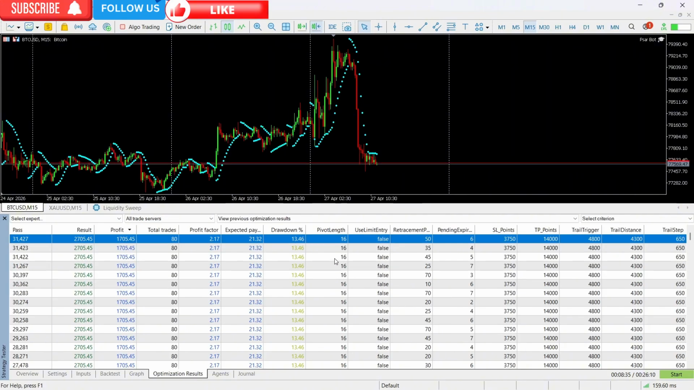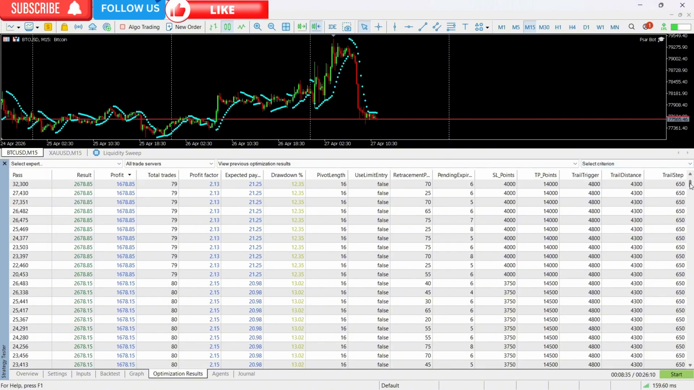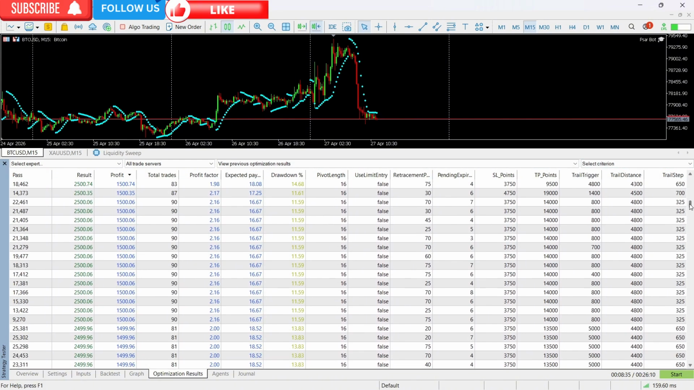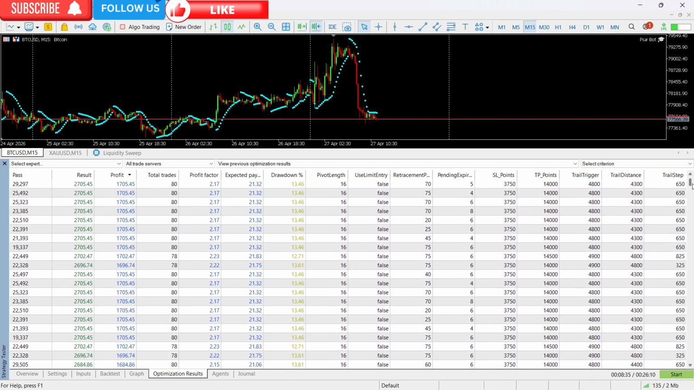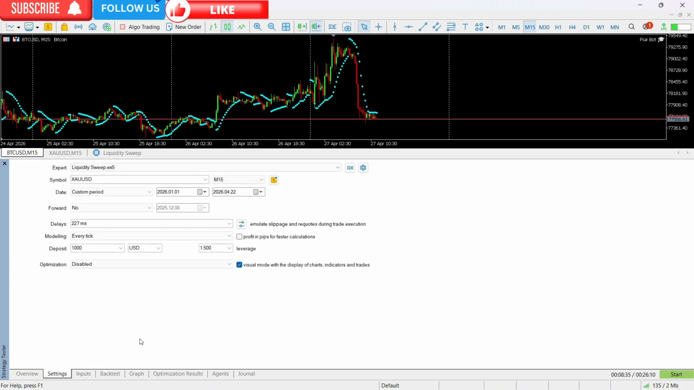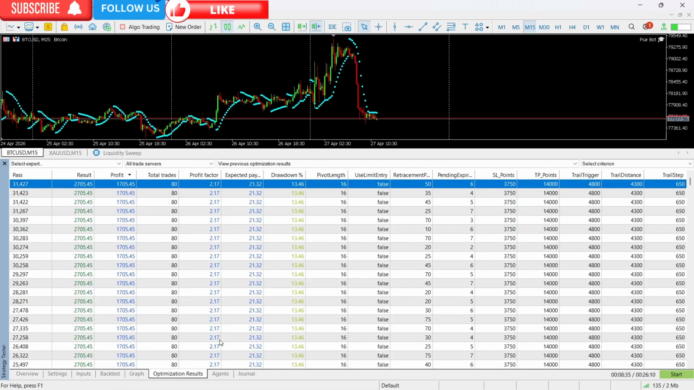As you can see, I've optimized it for the best settings here. There's a big cluster of good settings here for the breakout EA. So this is the beauty of MetaTrader 5, where you can actually run an optimization over several months, several years, and get the best settings for the robot. Okay, so I've just run this optimization over the past four or 5 months, and you can see this is the best settings for the actual robot.